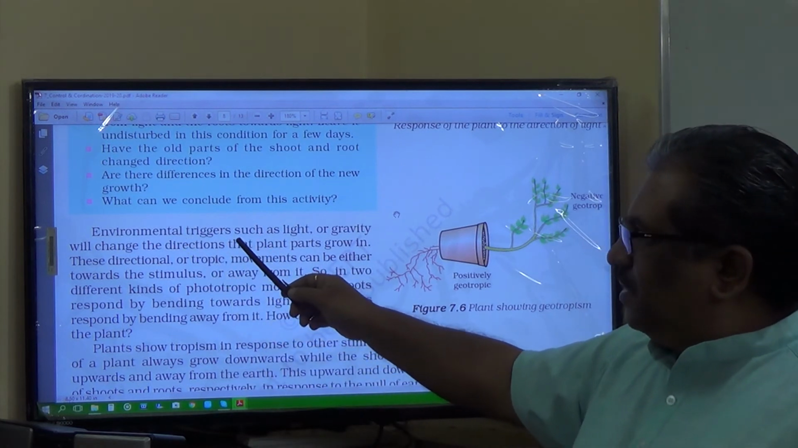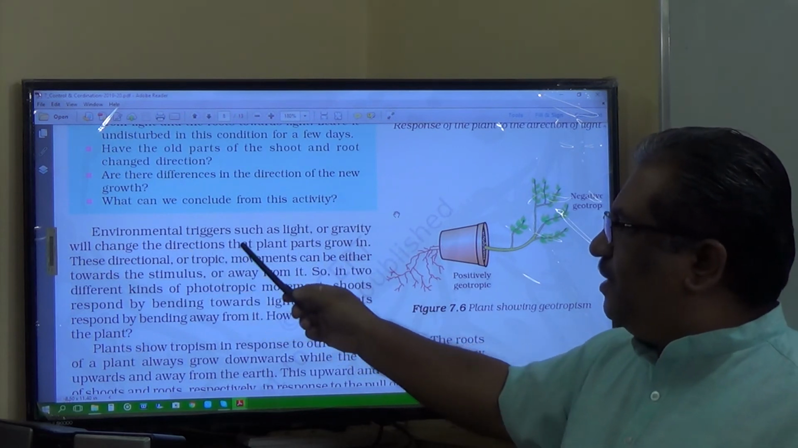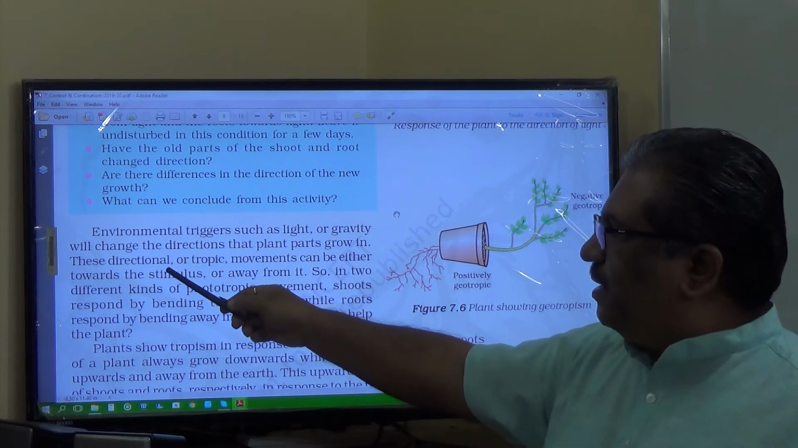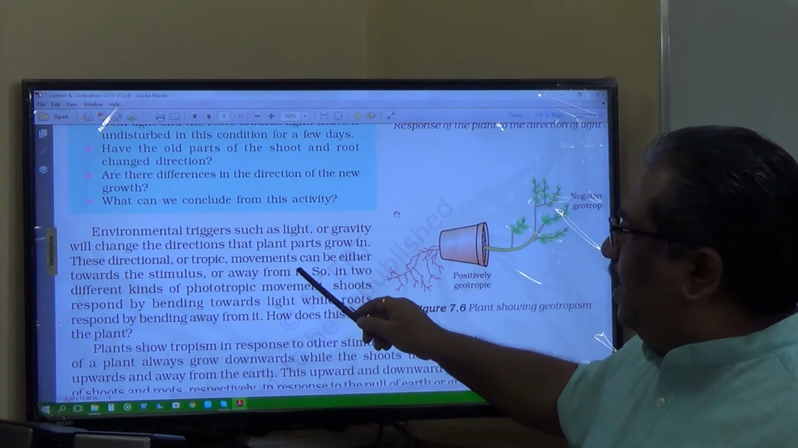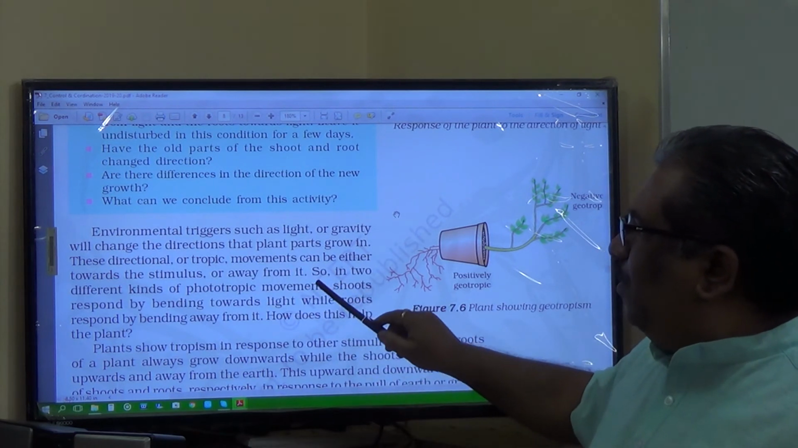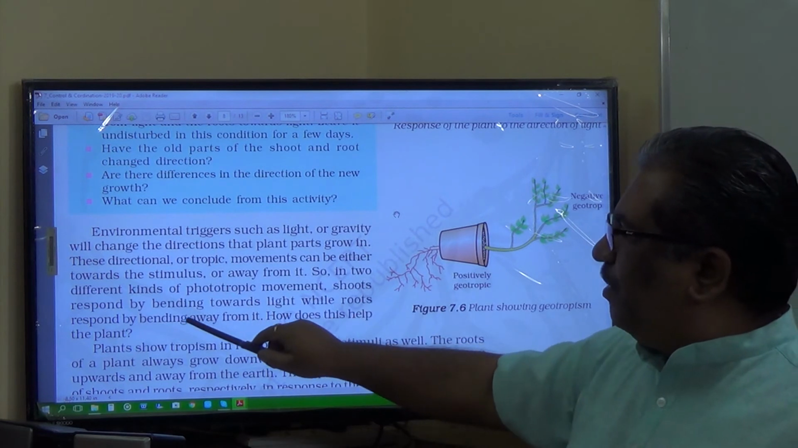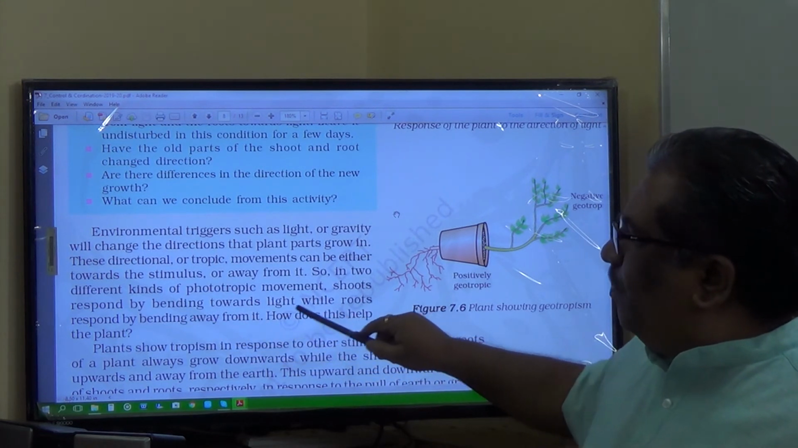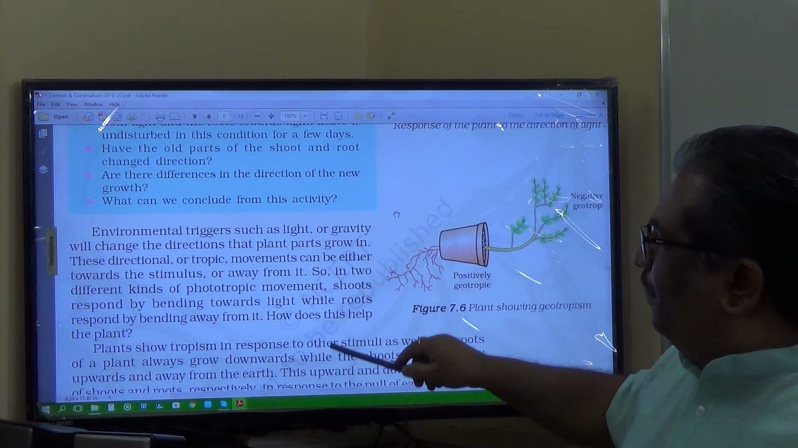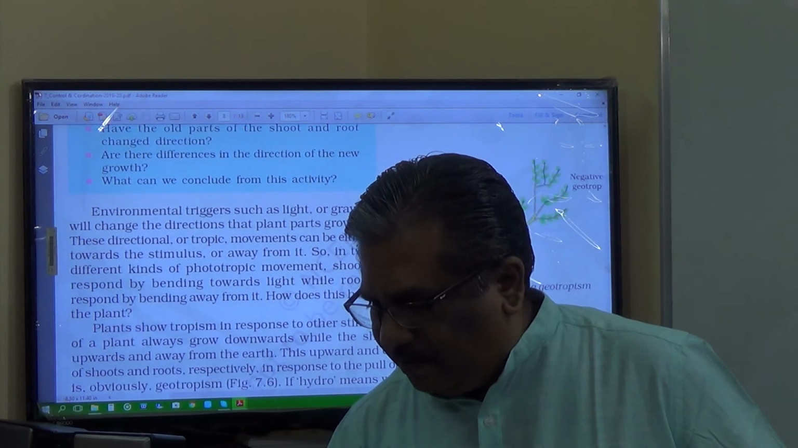Environmental triggers such as light or gravity will change the directions that the plant parts grow in. These directional or tropic movements can be either towards the stimulus or away from it. In two different kinds of phototropic movement, shoots respond by bending towards the light while roots respond by bending away from it. How does this help the plant? Just a moment, where it is given.